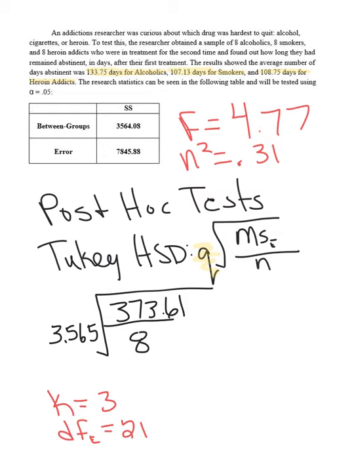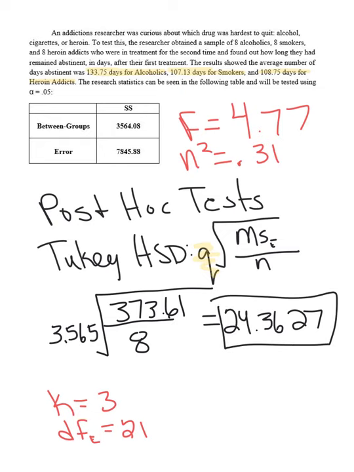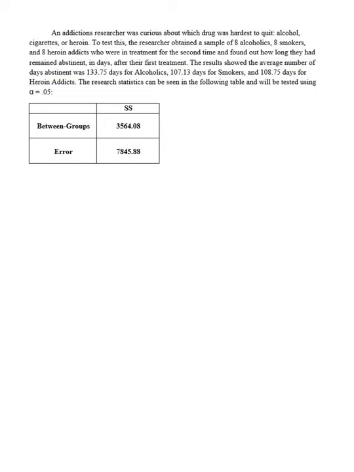So now we have everything that we need to calculate this. So I divide 373.61 by 8, take the square root, and multiply that by 3.565. And I end up with 24.3627. So this is basically our mean difference that we're going to be comparing our means to see if those mean differences are larger than 24.3627.